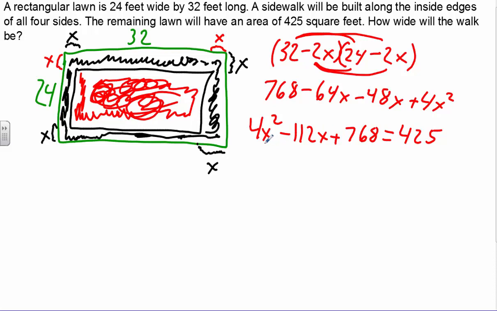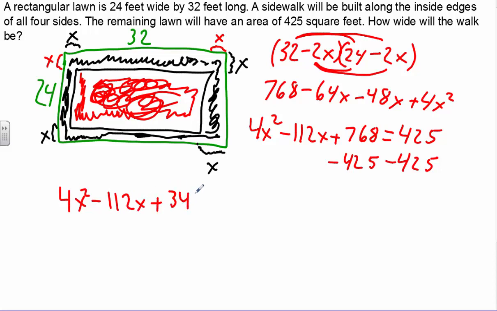Now we all know that x is the value, the width of our sidewalk. Now this is a polynomial, more precisely a quadratic, and we know from our test and all the lessons we've done that in order to solve a quadratic, it must be equal to 0. Ours is equal to 425, so to make that equal to 0, we're going to subtract 425 from both sides. This is also the other big error kids run into, is they don't subtract it from both sides. You're left with 4x squared minus 112x plus 343 is equal to 0.